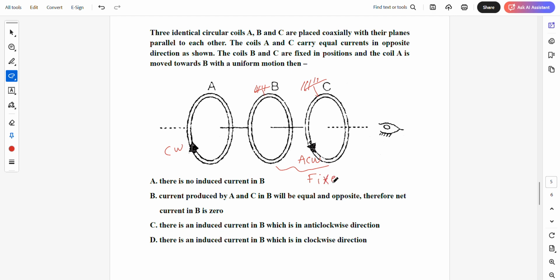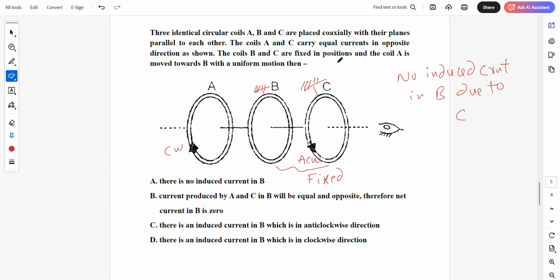So, no induced current in B due to C, because there is no relative motion between B and C. No flux is getting changed. Therefore, no induced current in B due to C. The coils A and C carry equal currents in opposite directions.